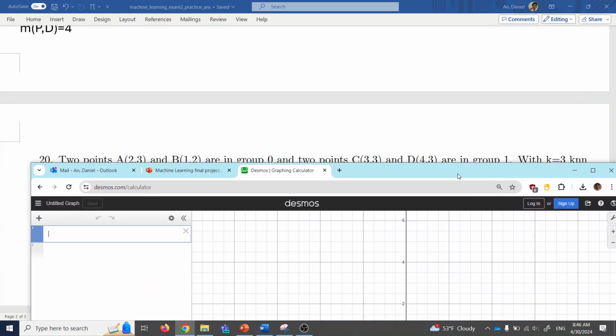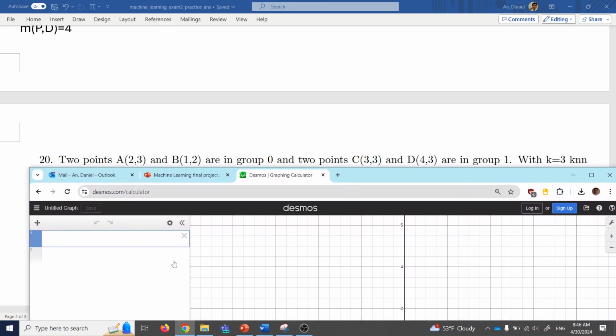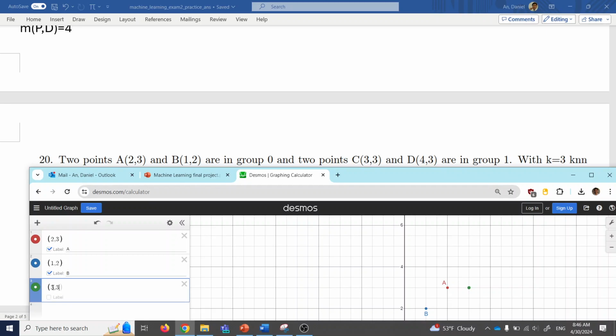Okay, so let me just look it up. So we have 2, 3. And let's label as A, and then 1, 2, let's label as B, and then 3, 3 is labeled as C.